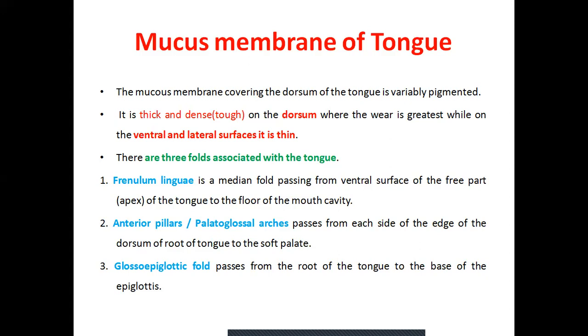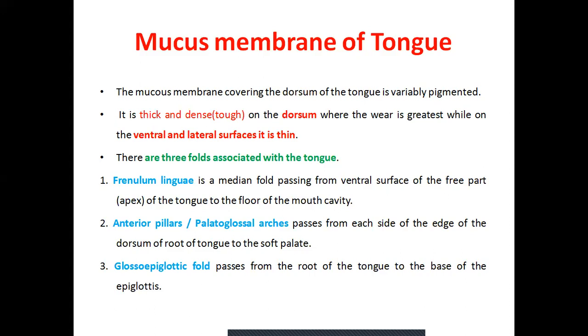Another fold is the anterior pillar, or the palatoglossal arch. The name indicates it: palato means palate, the soft palate or hard palate, and glossal means tongue. So the anterior pillar is the fold of mucous membrane that connects the posterior aspect of the tongue, the root of the tongue, to the soft palate.